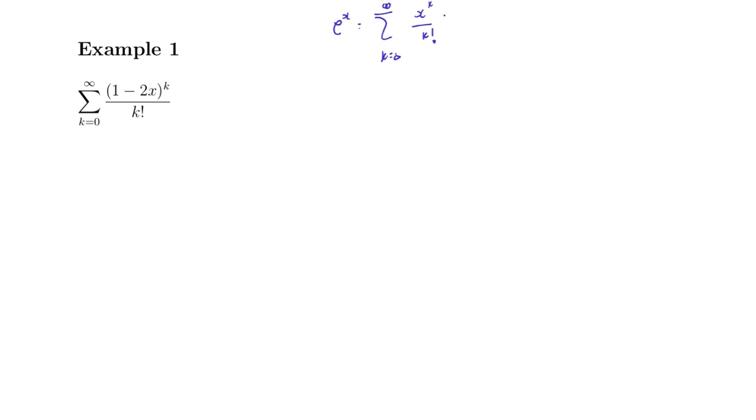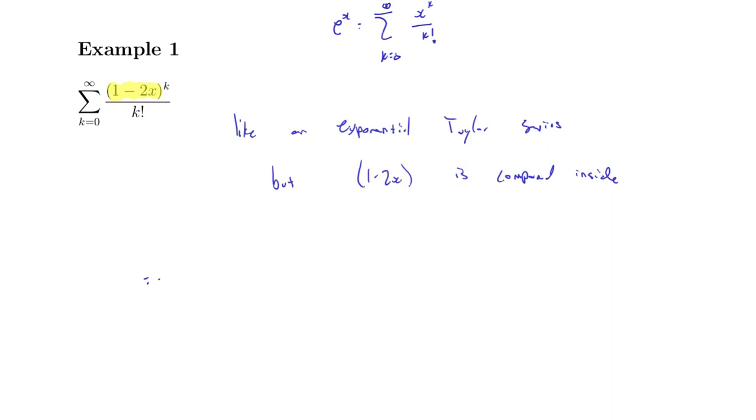Maybe you recognize it a little bit better when I've got this written up here. Doesn't this kind of look like an exponential function? Except instead of x to the k, we have this (1 minus 2x) to the k. So this is like an exponential Taylor series, but 1 minus 2x is composed inside of it. So doesn't this make sense that this is just really e to the (1 minus 2x)?